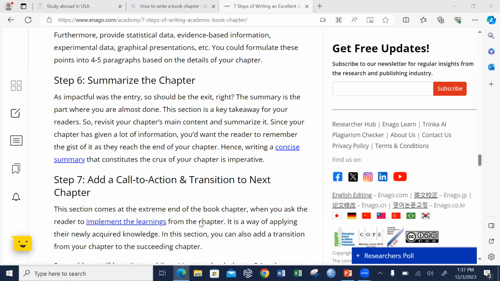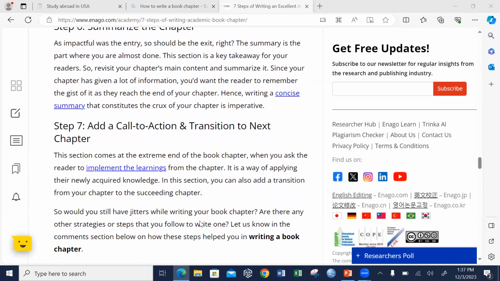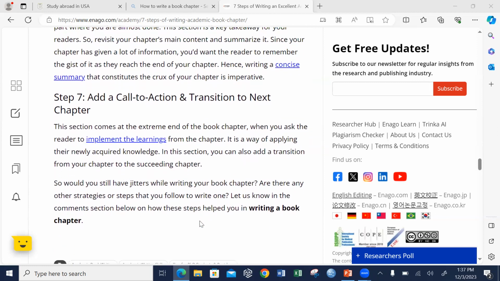All right. Then the last point is add a call to action and transition to the next chapter. This section comes at the extreme end of the book chapter when you ask readers to implement the learnings from the chapter. So it's a way of applying their newly acquired knowledge. So in this section, you can also add what we call a transition from your chapter to the succeeding chapter, telling them what to expect in the next chapter. So all these things help your readers to enjoy reading your book.